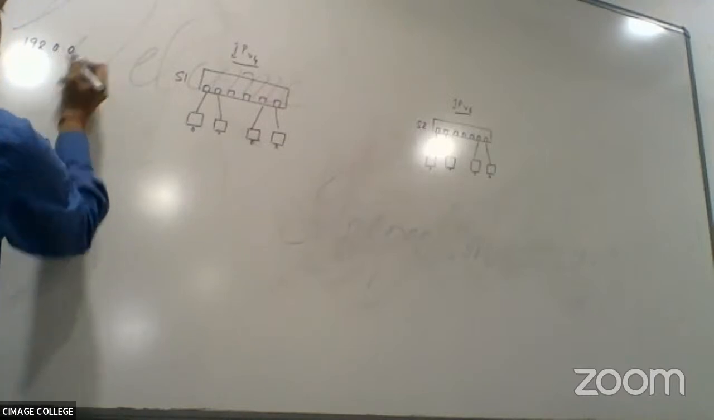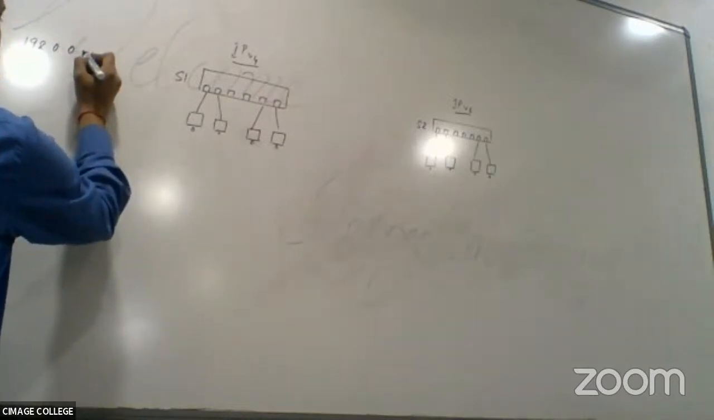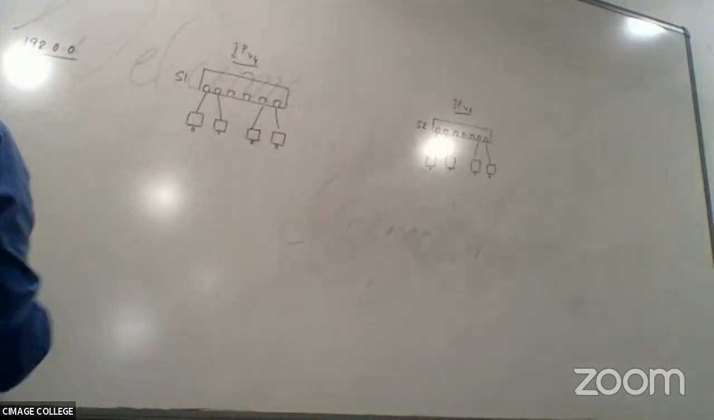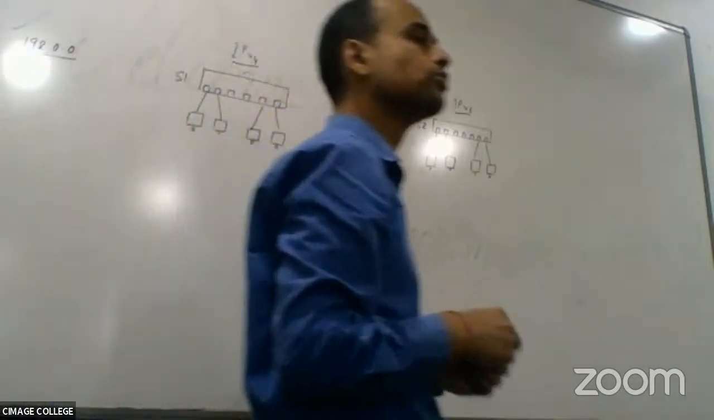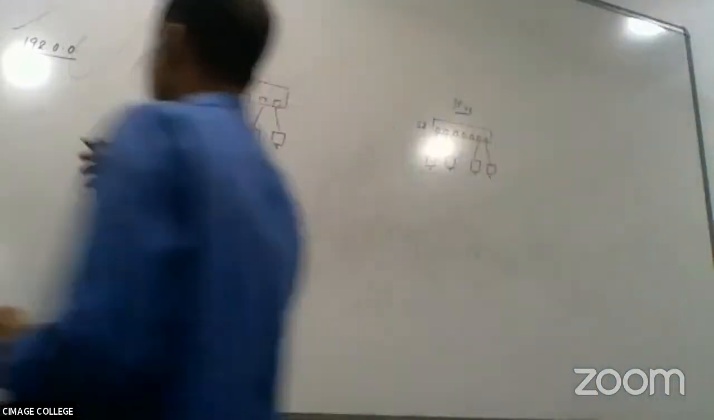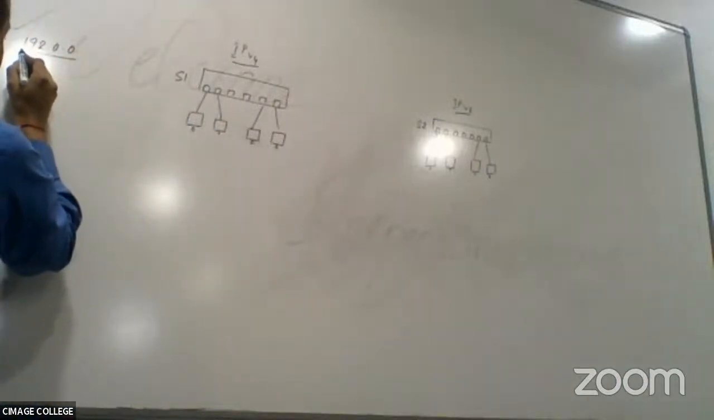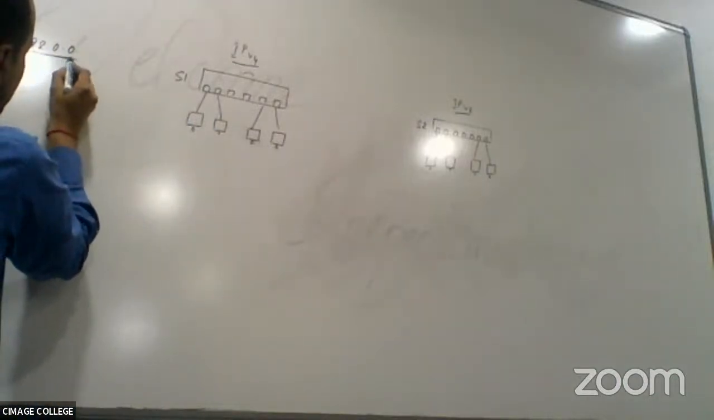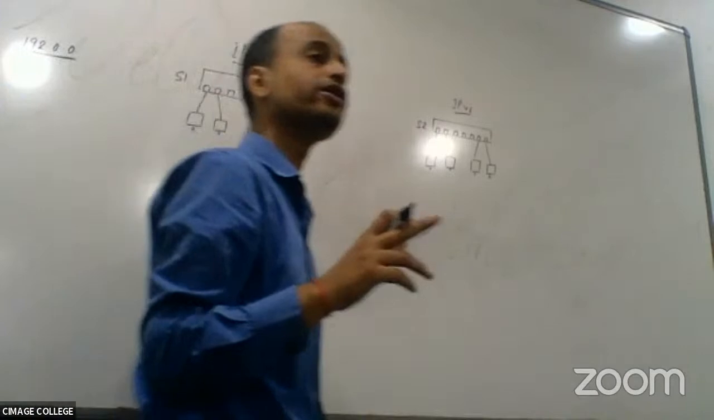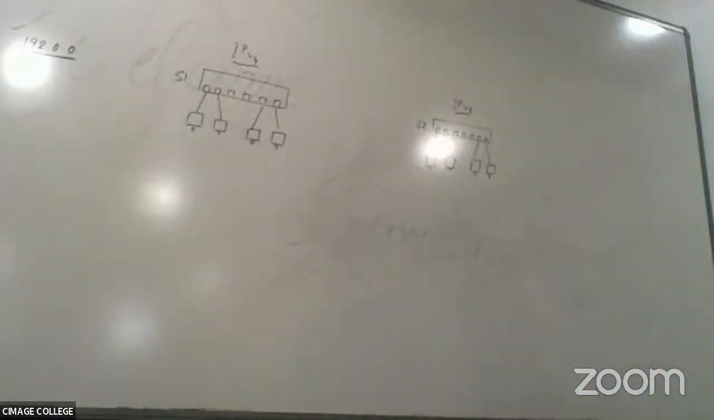192.0.0.0. Okay, fine. You are taking this value 192, and 192 belongs to class C. Okay, good. Class C. This is 192. Means these first three values will represent a network, because in class C there are 24 bits to represent a network. Is it clear? Fine.